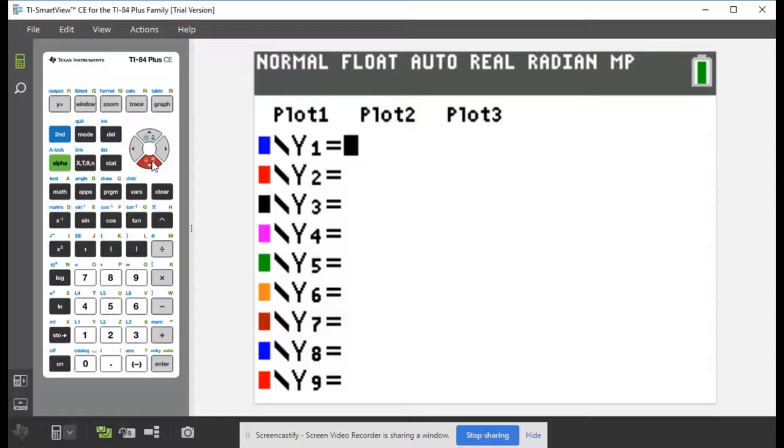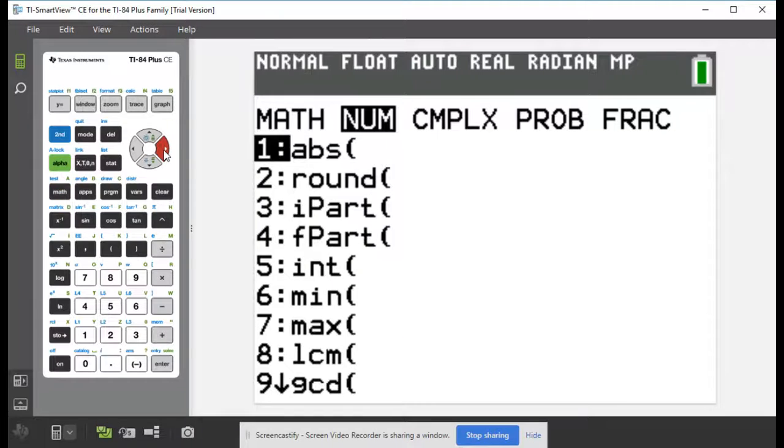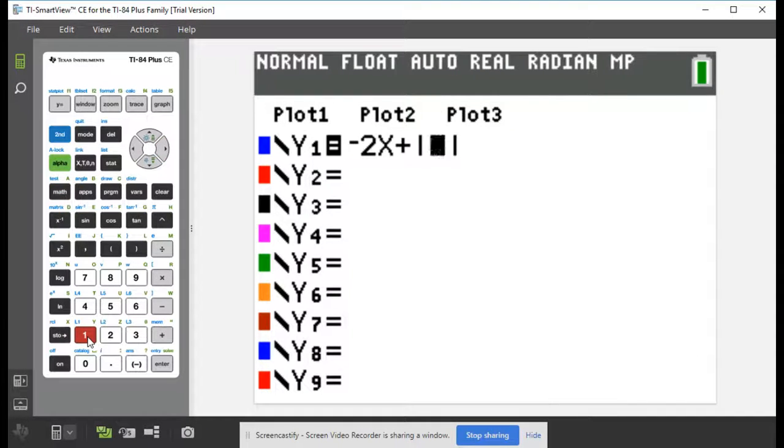For example 2, go back to y equals and clear your equations. Type in the left side of the equation in y1. Type negative, the one below the 3, 2, x plus. To get absolute value symbols, you will type math, arrow to the right to num, and type 1. Inside your absolute value symbols, you will type x minus 1. Arrow down to y2, type in the right side of your equation. So x plus 15.